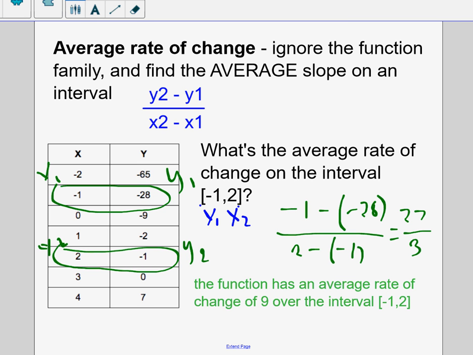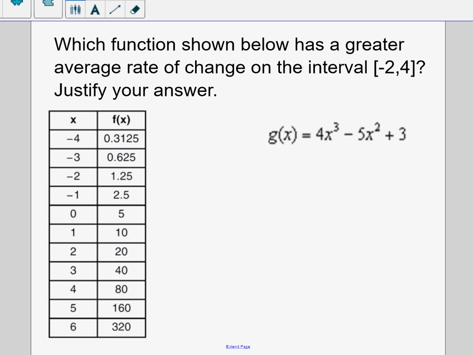So we plug that in, we do y2, which is -1, minus y1, which is -28, over x2, 2, minus x1, -1, which is going to give us 27 over 3, and 27 divided by 3 is 9. So we can say the function has an average rate of change of 9 over the interval [-1, 2]. But we have to specify the interval, because if we had picked a different set of points, we would have gotten a different rate of change. All right.